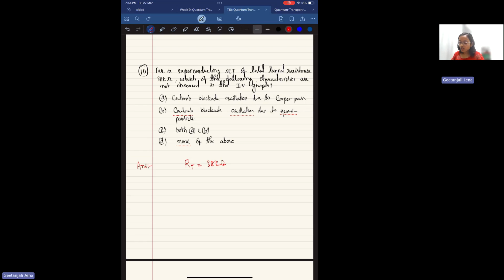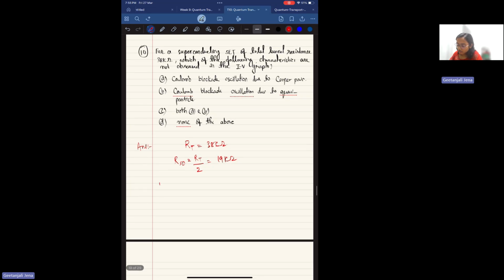So if you assume that the tunnel resistance from the source to the dot and from the dot to the drain are the same, nearly symmetric, then you can take the tunnel resistance of each junction to be half of the total tunnel resistance. So this will be 19 kilo ohm.